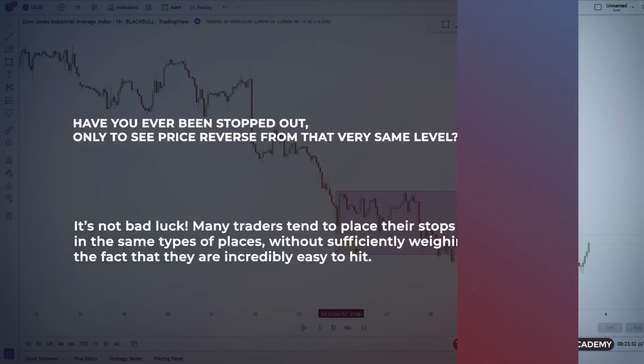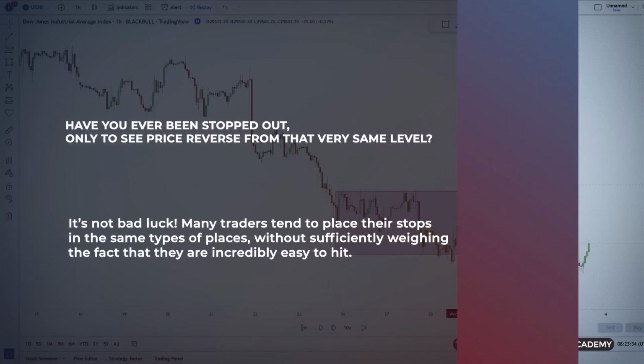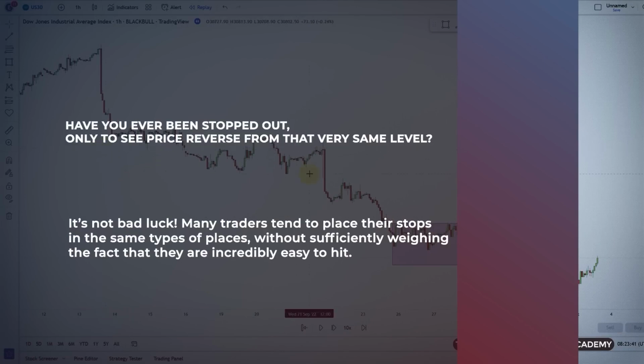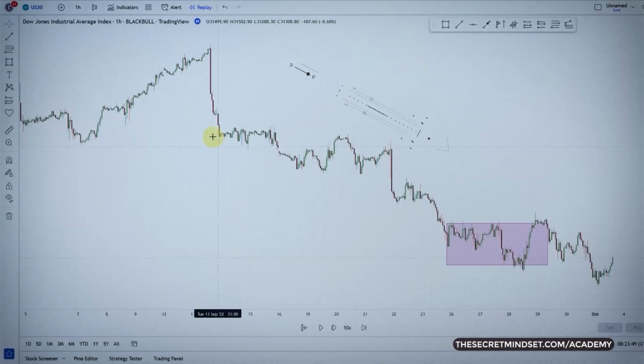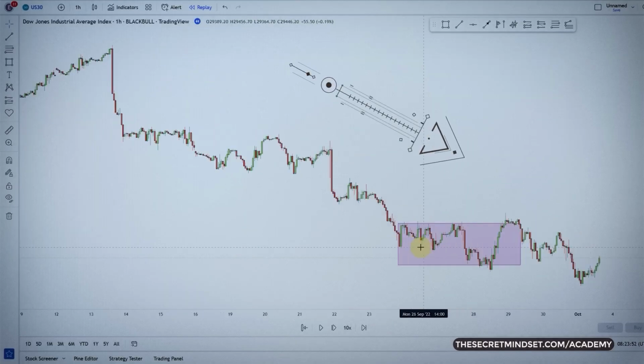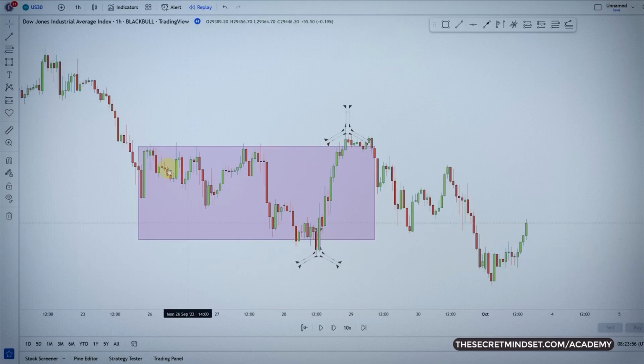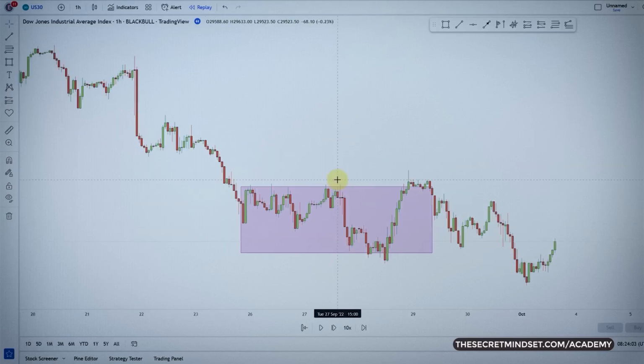Have you ever been stopped out only to see price reverse from the very same level? I'm sure you have, and you're not alone. Many traders tend to place their stops in the same types of places, without sufficiently weighting the fact they are incredibly easy to hit. In this chart, we have a clear downtrend in place and a double liquidity clear-out. First to the downside, then to the upside, within a larger downtrend.